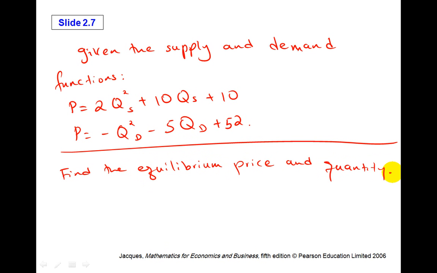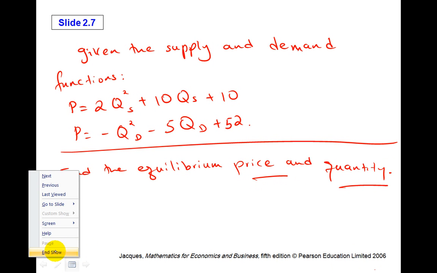Given the supply and demand functions, the supply function is P equals 2Q squared plus 10Q plus 10. The demand function is P equals minus Q squared minus 5Q plus 52. You're supposed to calculate the equilibrium price and quantity.